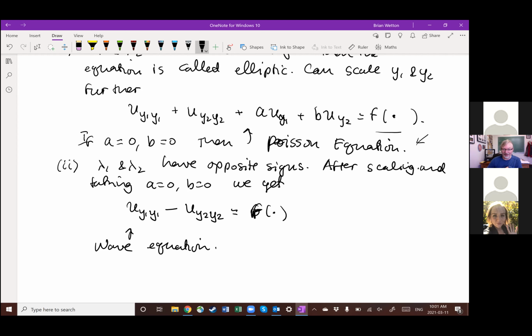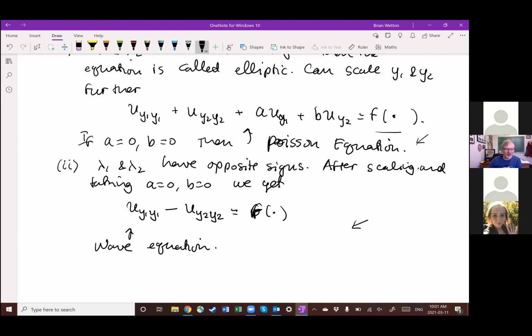You can't give a Cauchy problem for the Poisson equation. It's really a boundary value problem. You have to give boundary conditions around the outside of the domain you're interested in. And so just by that change of sign, you change the character of the problem quite a bit. What are the other things?